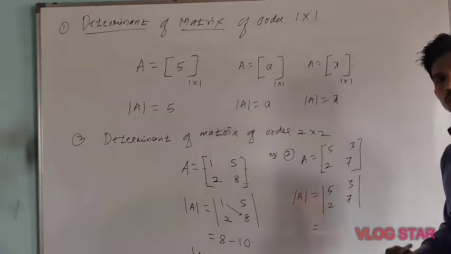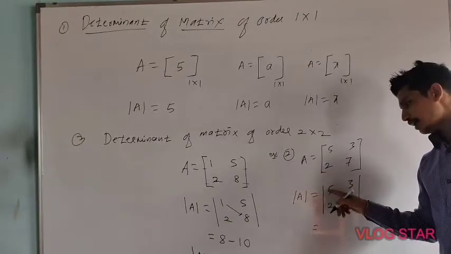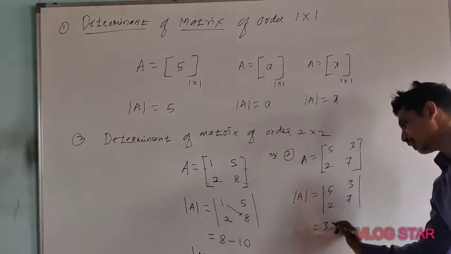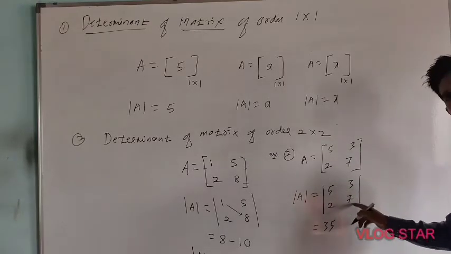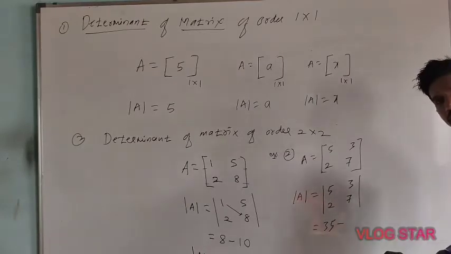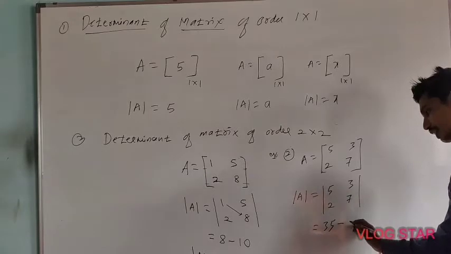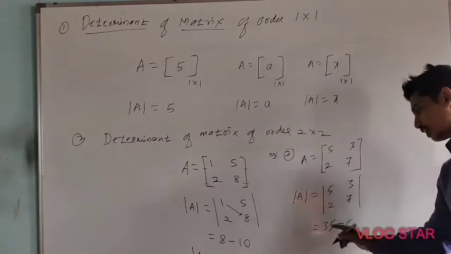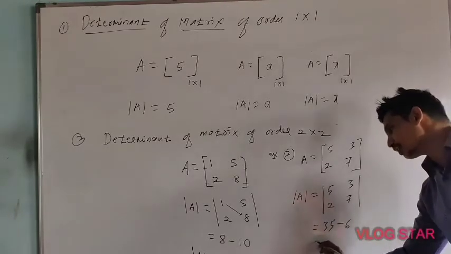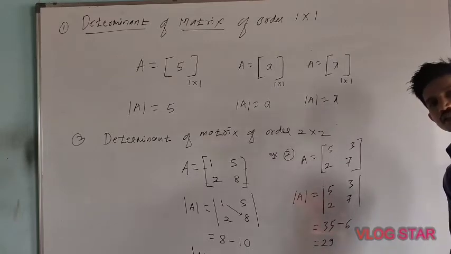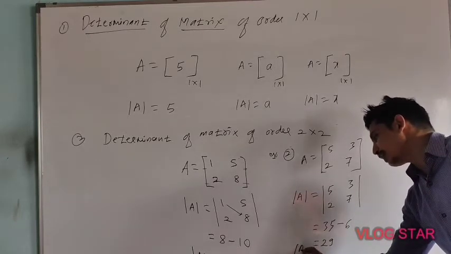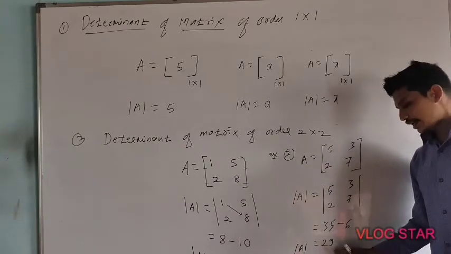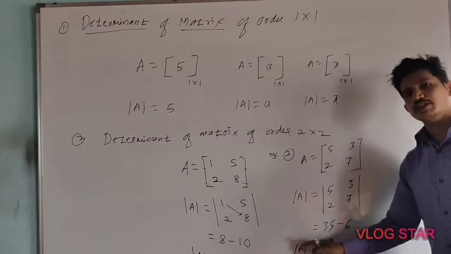Now as I told, to find the value of this matrix, first multiply 5 into 7. So 5 into 7 is what? 35. Then minus sign, write the minus sign compulsorily. 3 into 2 is a 6. So 5 into 7, 35, 3 into 2 is a 6. So 35 minus 6 is what now here? 29. Okay, so therefore determinant of A is what here? 29. Means the value of this matrix is 29, and this unique value is called determinant of A.